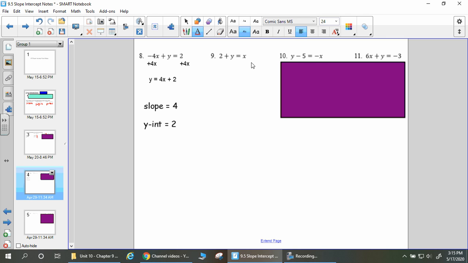If I take the same approach over here on number 9, I have this positive 2, so I'm actually going to subtract 2 from both sides. So y is going to equal x minus 2.